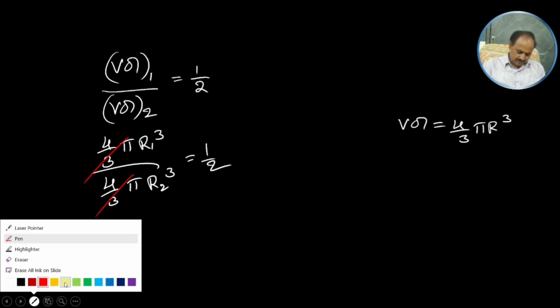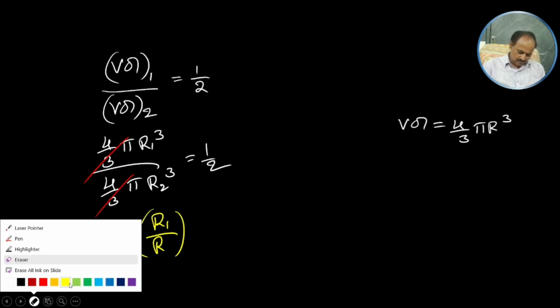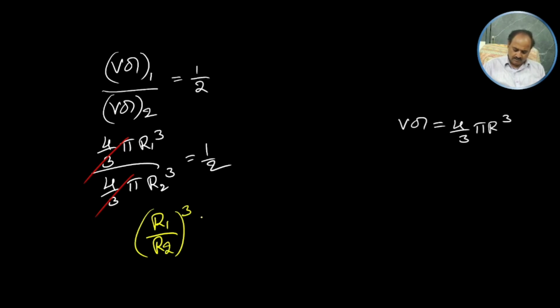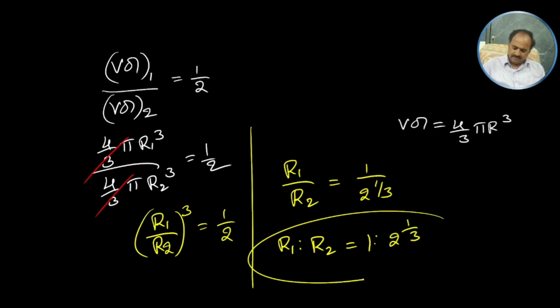Finally, we are getting R1 by R2 cube. You should be very careful. This is R2. R1 by R2 whole cube is equal to 1 by 2, or R1 by R2 equals 1 by 2 power 1 by 3. I can say that R1 is to R2 is equal to 1 is to 2 power 1 by 3. That is the answer. Understood clearly?